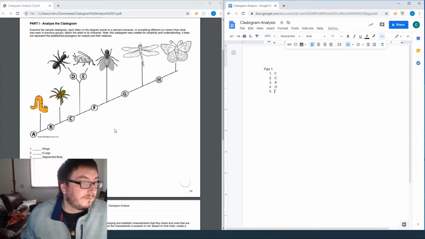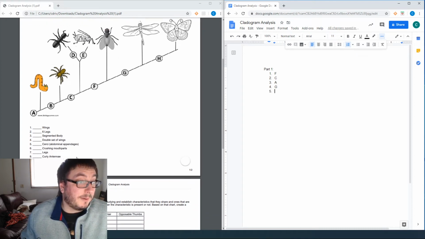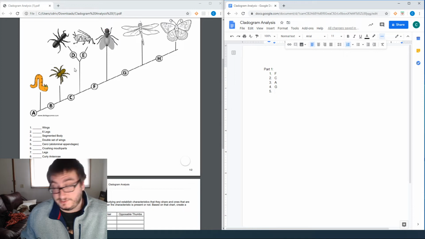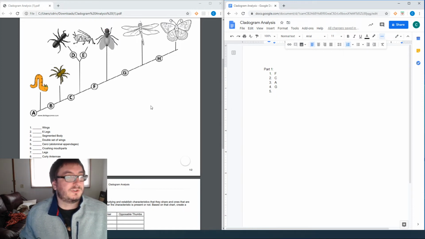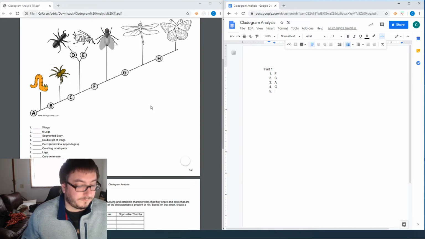Number 5, cerci, which are abdominal appendages. I think that would first come here at letter B. Why? Because we don't see legs before that point. Legs develop after that. Now, not necessarily 6 legs, but just having legs in general, that's going to start at letter C.